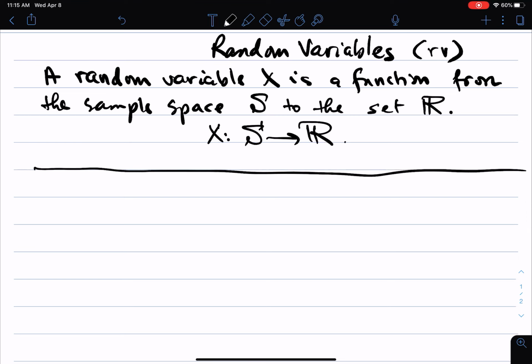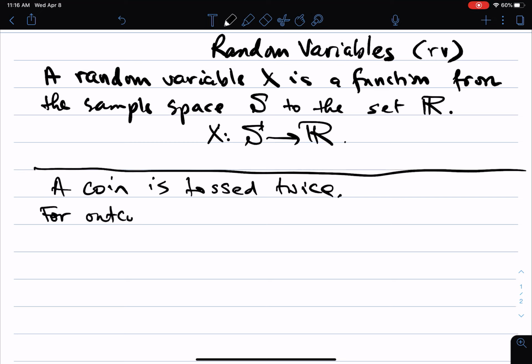Suppose I toss a coin twice. A fair coin is tossed twice. And suppose I'm interested in a random variable that captures the number of heads that appear in the outcome. So for outcome s, the function x(s) equals the number of heads in s.